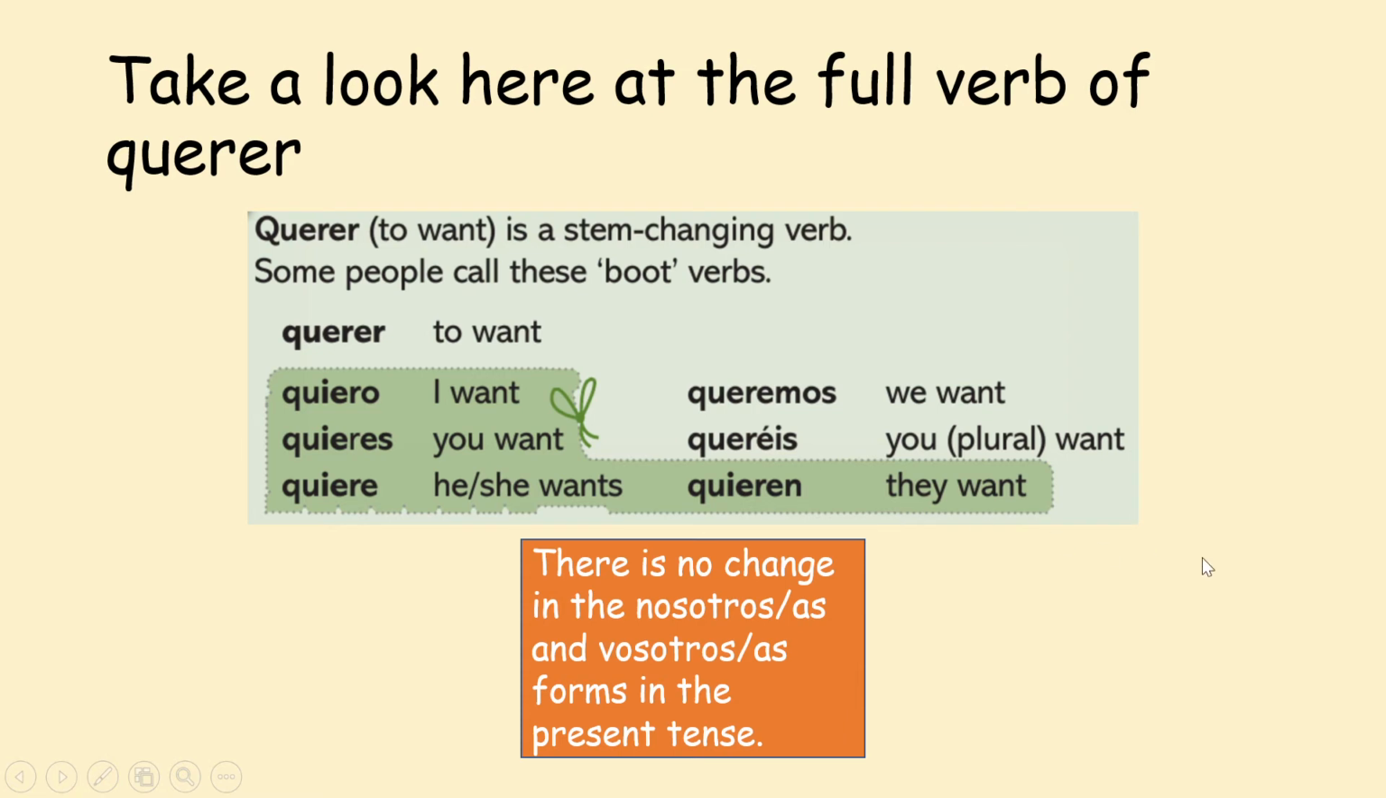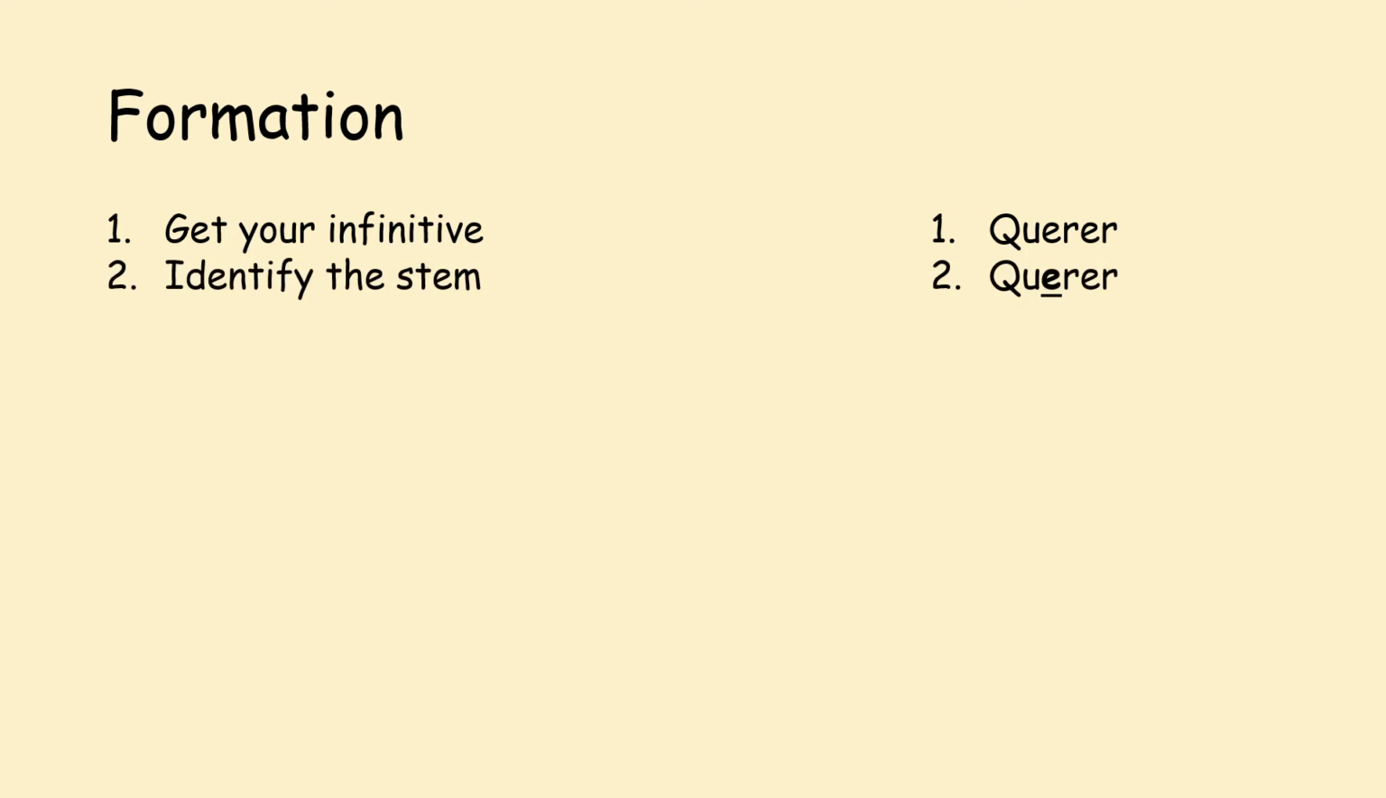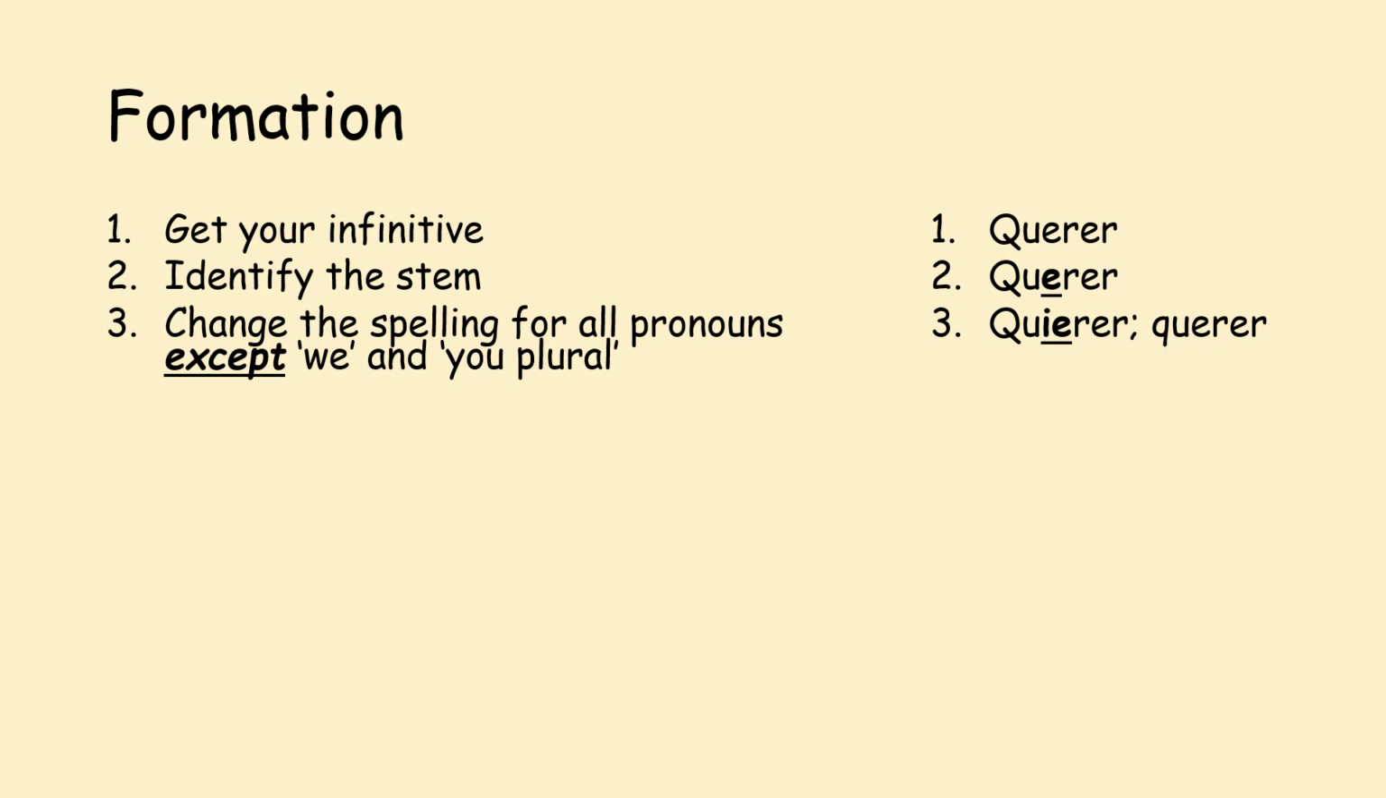Let's have a look at that formation step by step. Make some notes if you want to. So we get our infinitive, querer. We identify the stem, and it's the E. We change the spelling for all pronouns except we and you plural. So we've still got it with the ER at the end, but we've just changed this bit to IE, and this one stays the same.